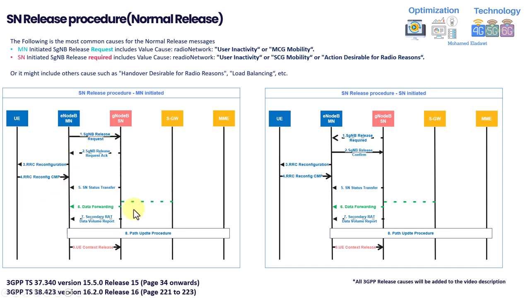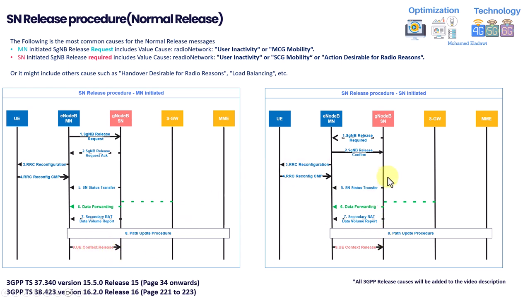Once this procedure is completed, there will be a path switch, so now the path needs to change: instead of the serving gateway sending to the gNode B, it should now go from the serving gateway to the eNode B, because we already released the secondary node and released the 5G in general. Then, once this is completed, the eNode B will send the UE context release to the gNode B, telling it that we successfully released the resources.